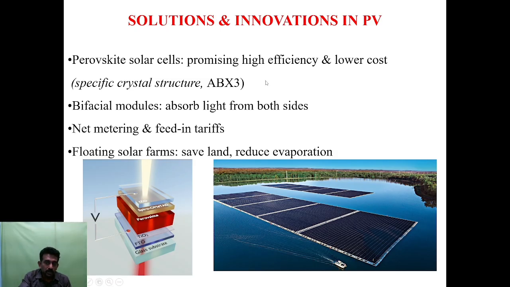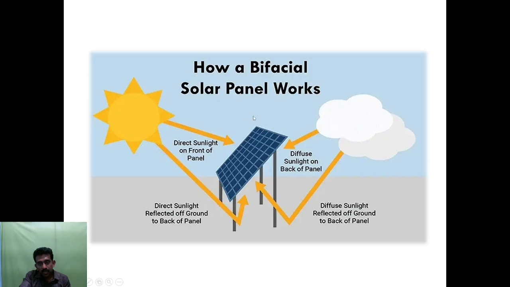So it becomes one of the innovative technologies. And next, coming to the next technology, it is bifacial modules. Bifacial modules, in the sense, in the next slide we can see. So this is bifacial solar panels. It can absorb sunlight from both sides.